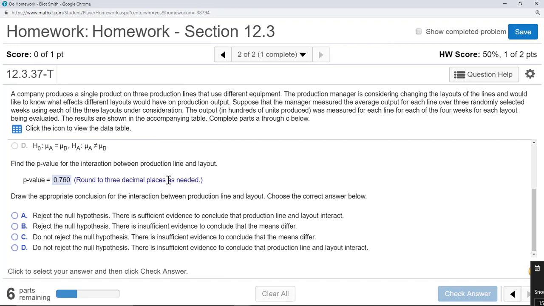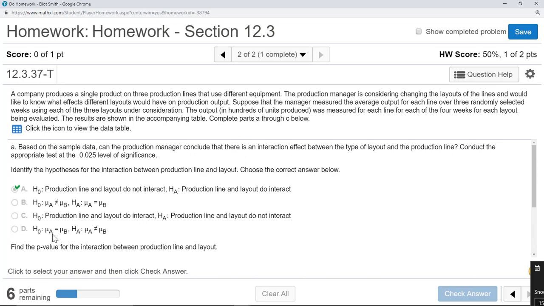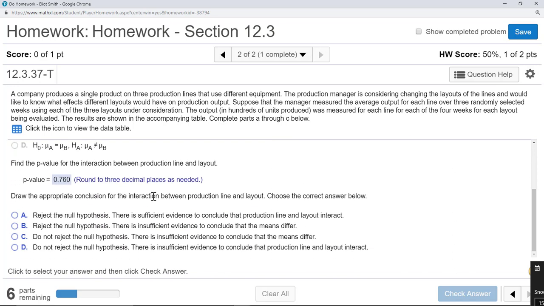Alpha, p-value less than alpha, reject. This is greater than, so let's do not reject the null hypothesis, so they do not interact. So we're looking at D.